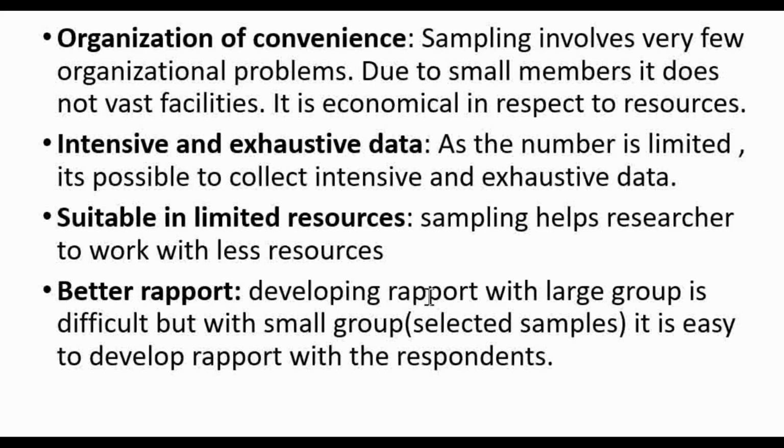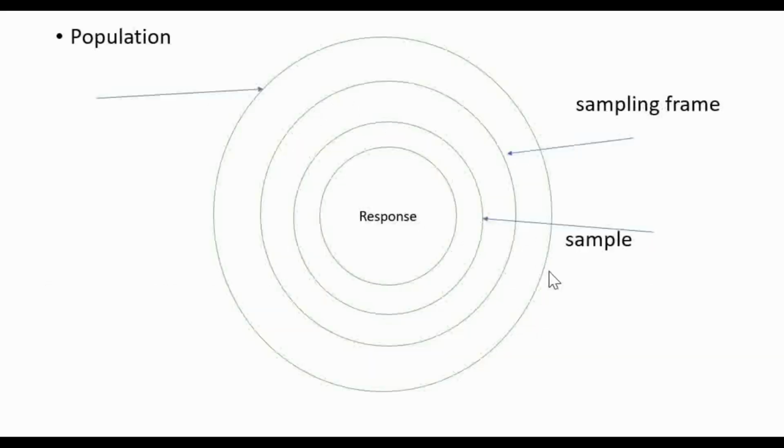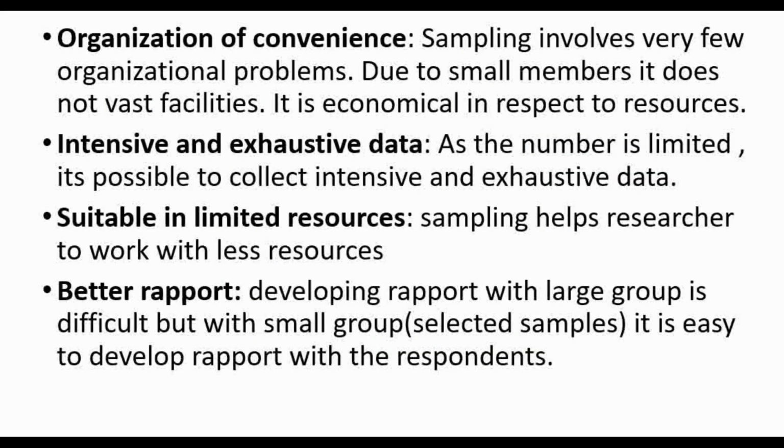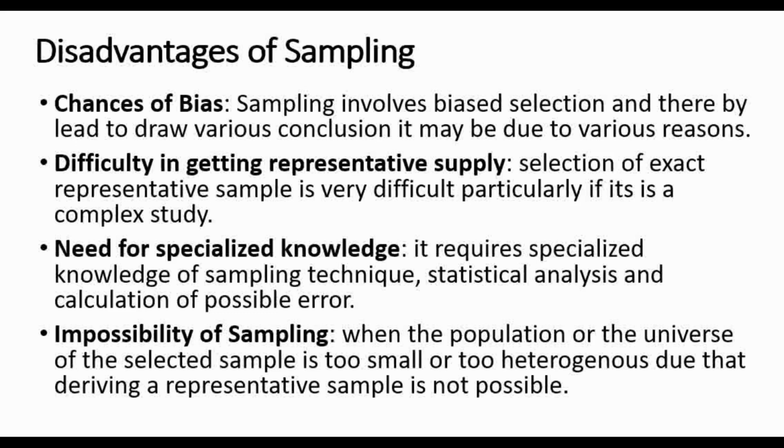Better rapport. Developing rapport with large groups is difficult, but with a small group of selected samples it is easy. Reaching the population is harder, but reaching the sample is much easier compared to the population. So this is about the advantages of sampling.